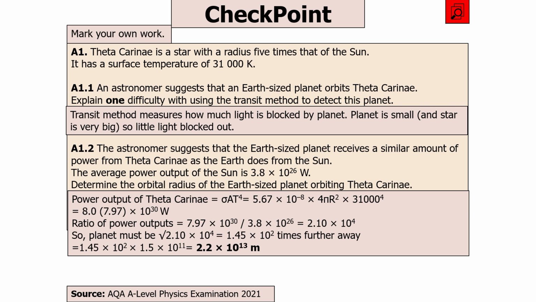So when we look at the inverse square law, by that logic it must be 1.45 times 10 to the 2 times further away. When you work that all through, it's about 2.2 times 10 to the 13 meters. Again, remember that we can say that approximately P is proportional to 1 over d squared, so it allows us to work out how much further away it must be.